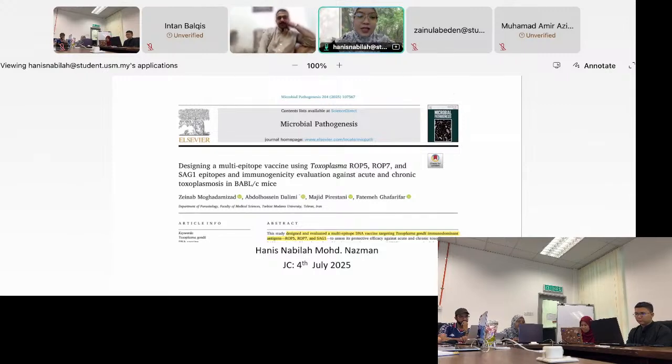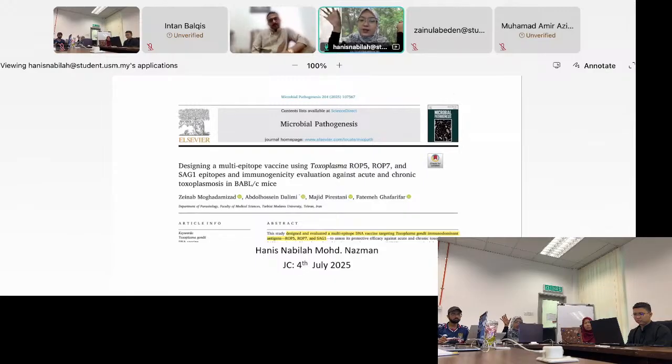So today I will share one paper that was published in the Microbial Pathogenesis journal. This paper is about designing a multi-epitope vaccine using Toxoplasma ROP5, ROP7 and SAG1 epitopes, and evaluating immunogenicity against acute and chronic toxoplasmosis in BALB/c mice. This paper is from Iran and was published this year, 2025.